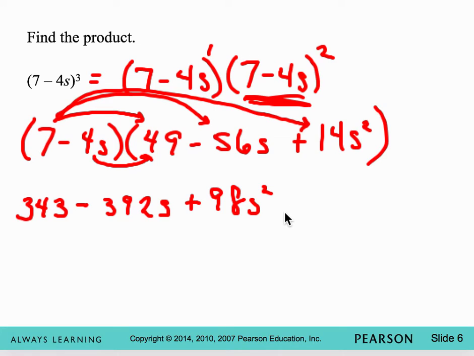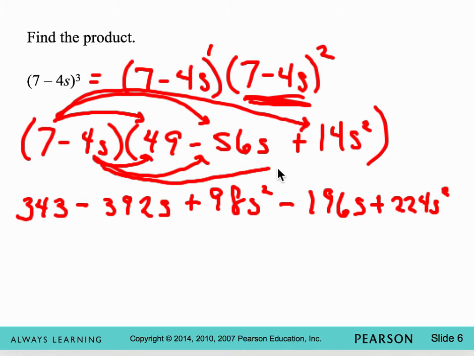Negative 4s times 49, so negative 196s plus 224s squared. And finally, I guess I didn't leave myself enough room, so I'm going to put it right here. Minus 56s squared. S cubed, how about?